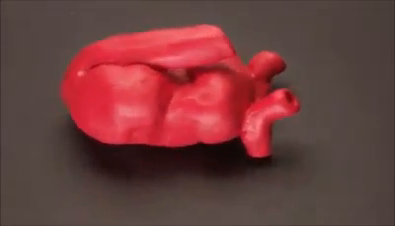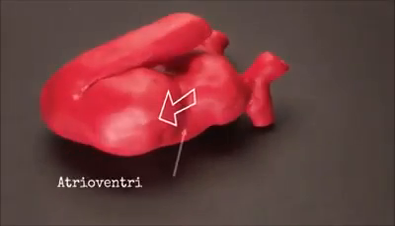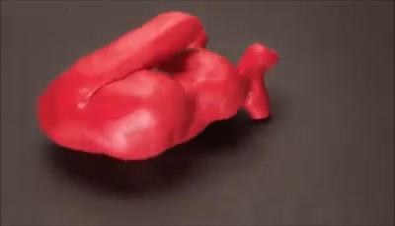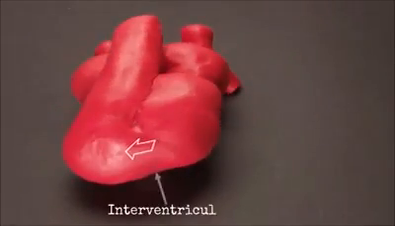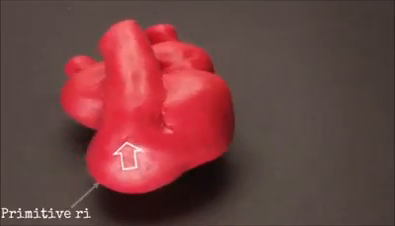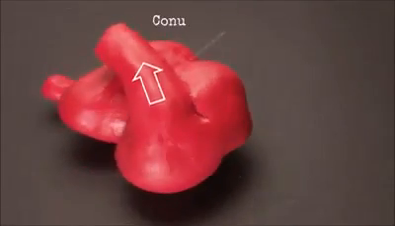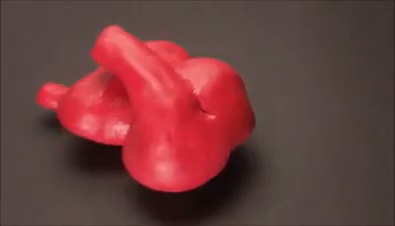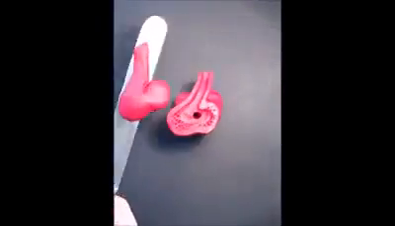By day 28, blood flows into a common atrium, then through a narrow atrioventricular canal into the primitive left ventricle. From here, blood flows through an interventricular foramen to the primitive right ventricle and out through the bulbus cordis, which consists of the conus cordis and truncus arteriosus. A frontal section through the ventricle gives a clearer picture of what's going on.